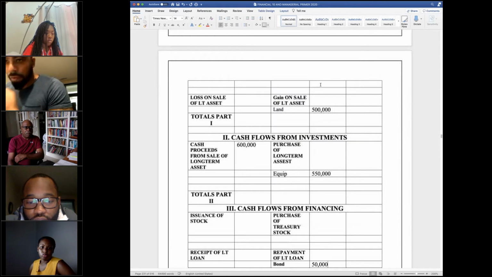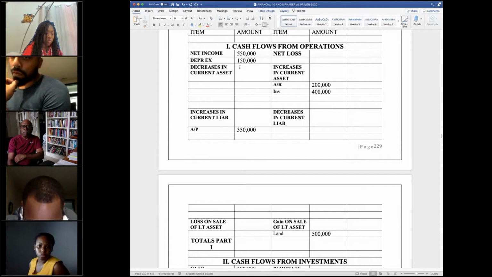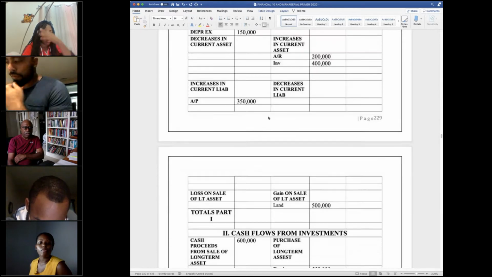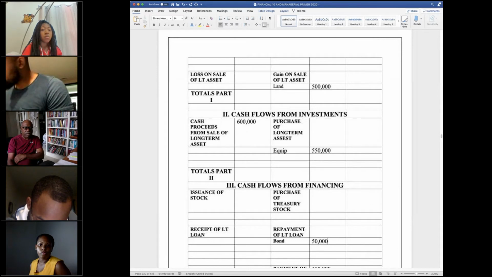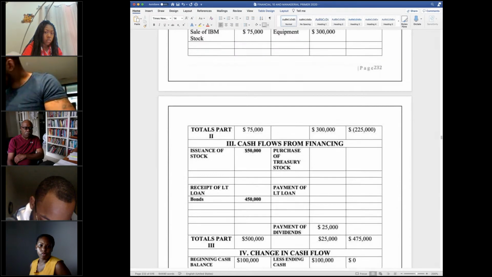So accounts receivable, inventory, and accounts payable, they're short-term. They're going to be up here, okay? Notes and bonds are going to be down here. So guess what? We almost finished.